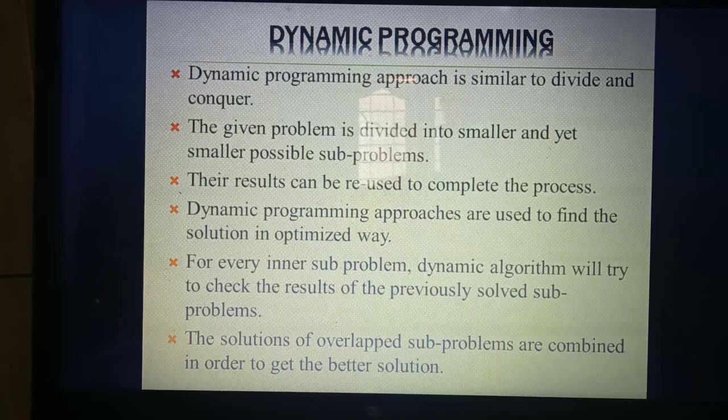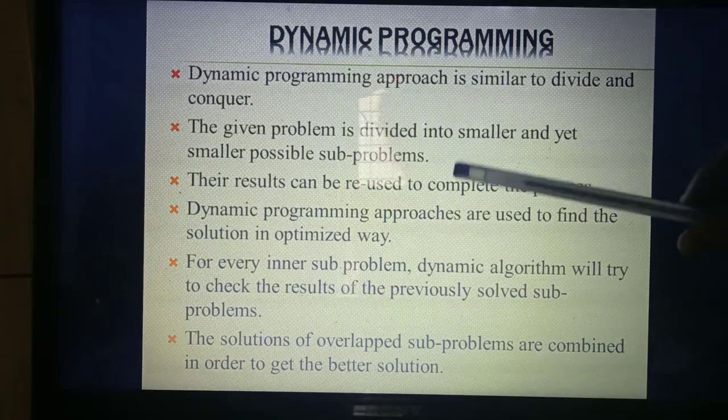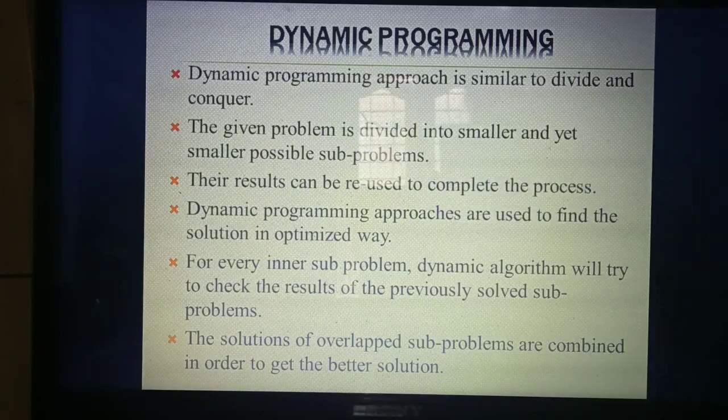That means the first 10 lines, one module. Second 10 lines, next module. Next 10 lines, third module. The same thing they have explained here also. The particular problem they are giving to you, you are going to divide into smaller sub-problems. Understand? Yes. Then the results can be reused to complete the process.